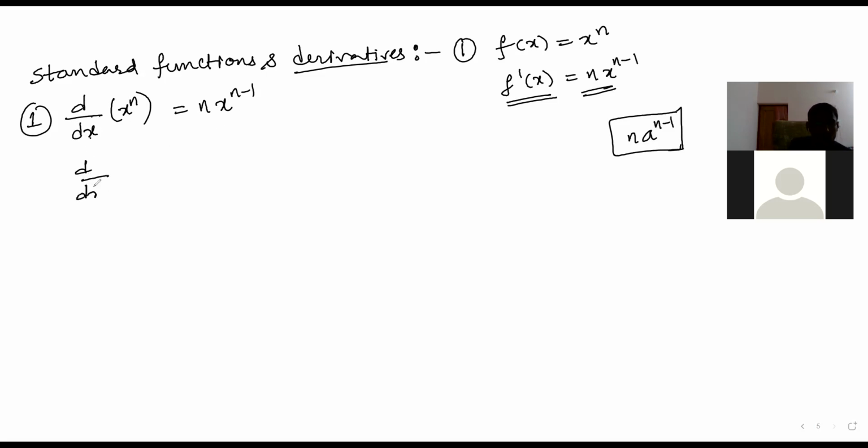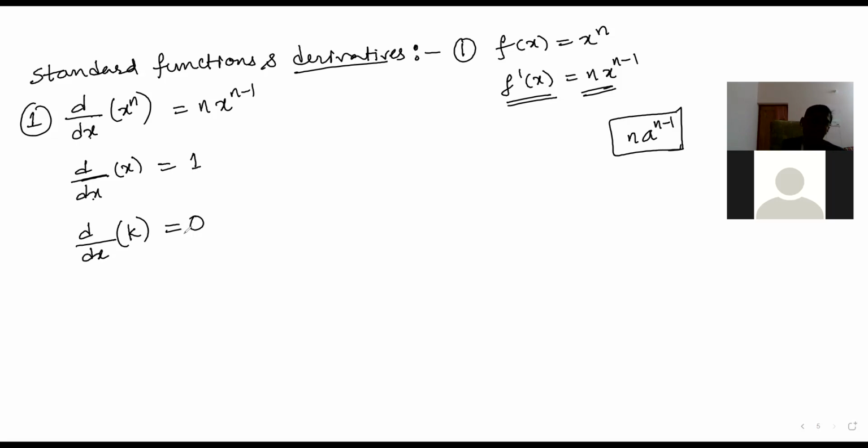Under this, what comes? d by dx of x, simply dx by dx, which is 1. And next, d by dx of a constant. The derivative of any constant is 0.